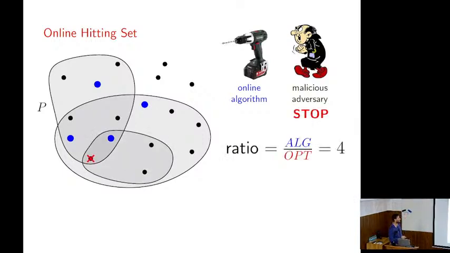At some point, the adversary decides to stop the game. Then we look at the ratio, which is the cost of the algorithm, the number of points used by the algorithm, divided by the optimal offline solution, which is the minimum number of points to hit all these sets. Here the ratio is 4. We say that the algorithm is C-competitive if there is no strategy for the adversary to make this ratio worse than C.